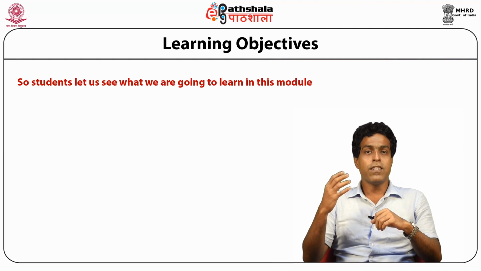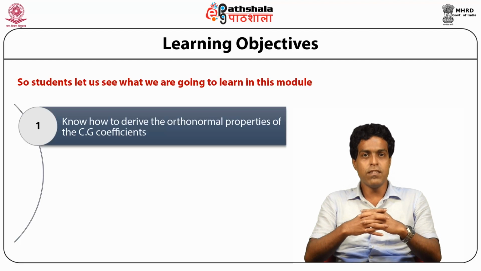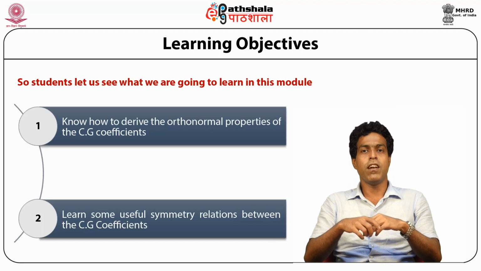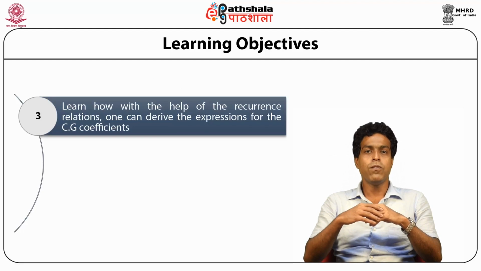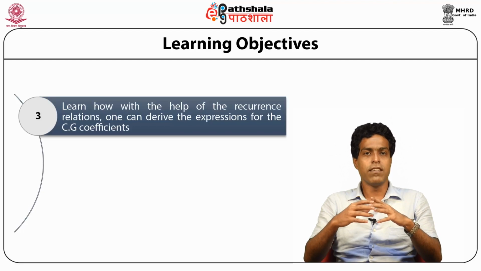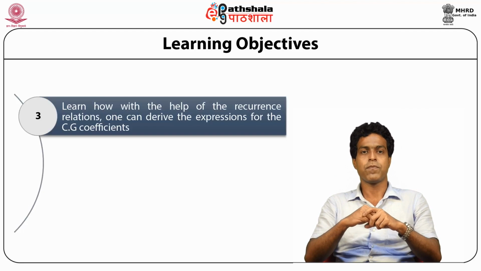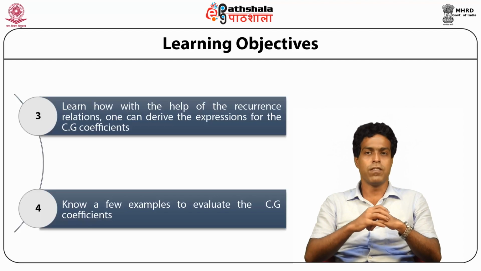We will learn how to derive the orthonormal properties of the CG coefficients. We'll learn some useful symmetry relations between the CG coefficients. We'll learn how, with the help of the recurrence relations, one can derive the expression for the CG coefficients. We'll also look at a few examples to evaluate the CG coefficients.